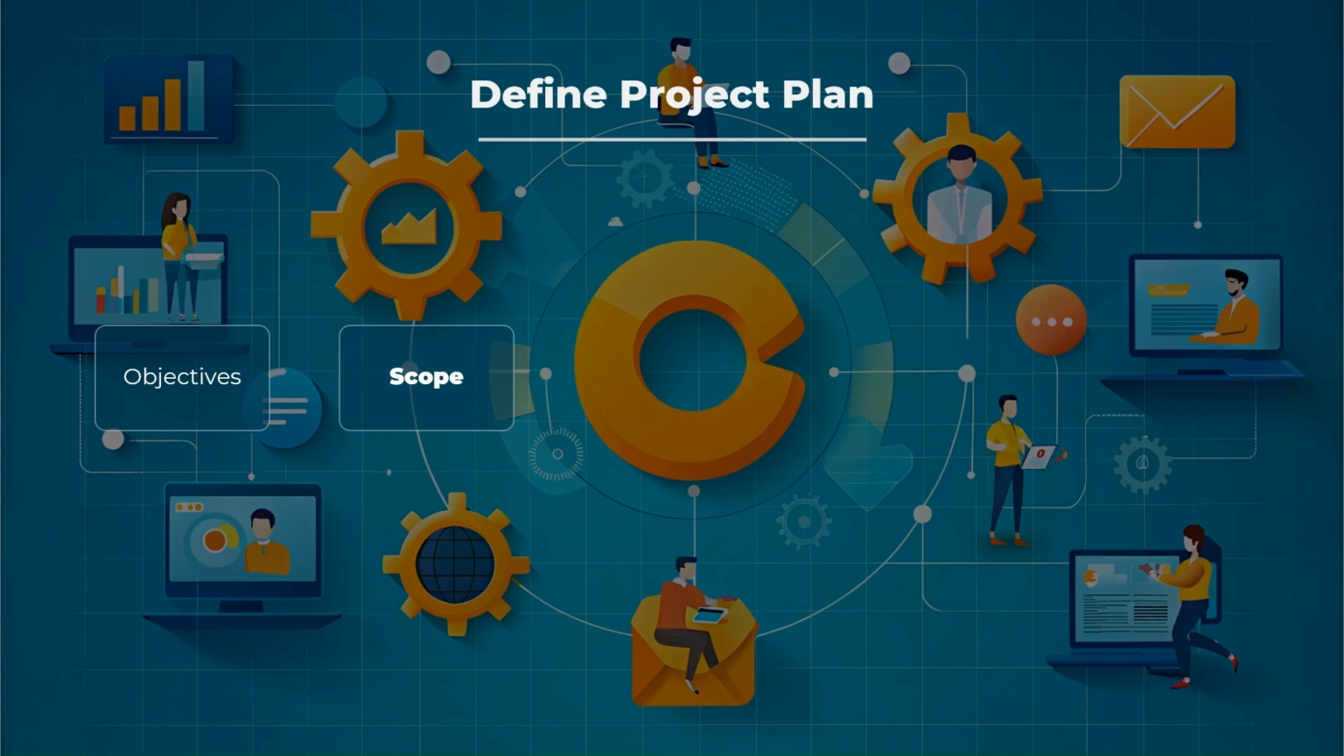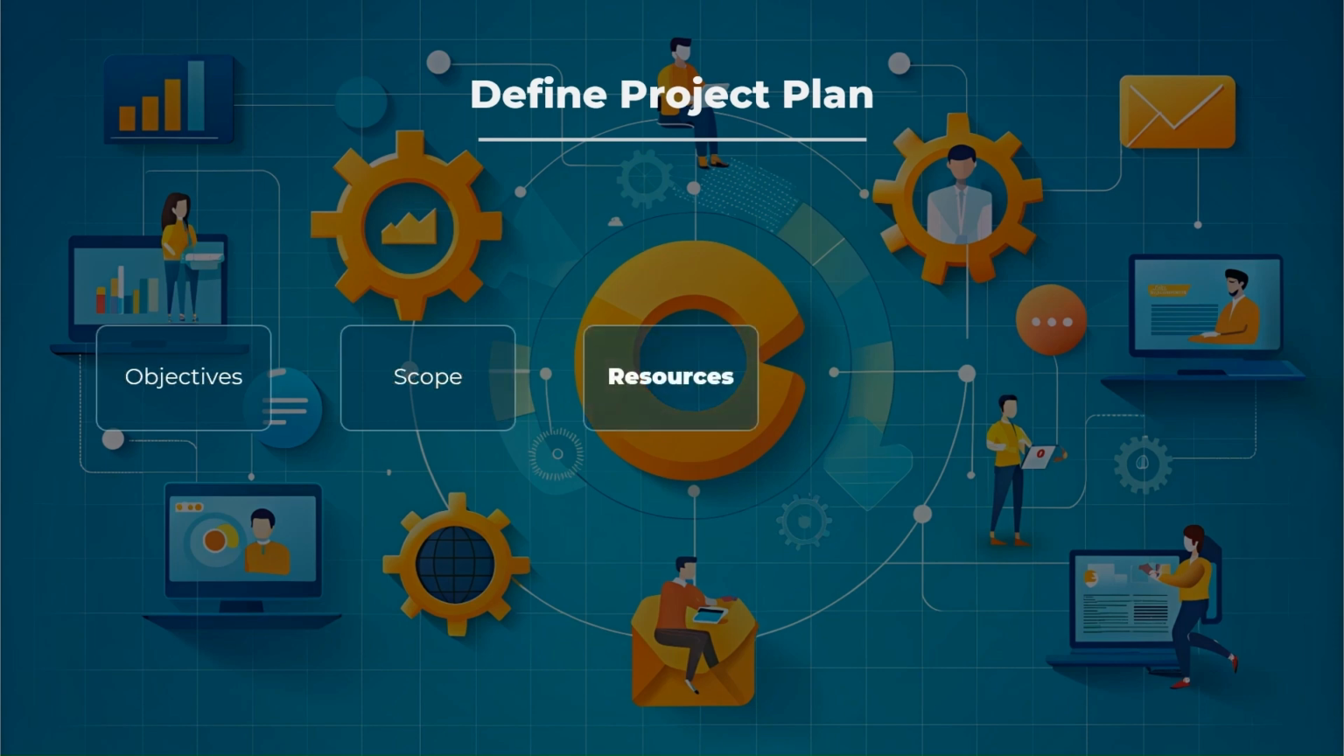Once objectives are set, we need to define the scope of the project. The scope outlines what is included and excluded from the project. This step prevents scope creep and keeps the team focused. For our project, the scope includes developing the product's design, production, and marketing strategy. It does not include handling post-launch support, which will be handled by another team.